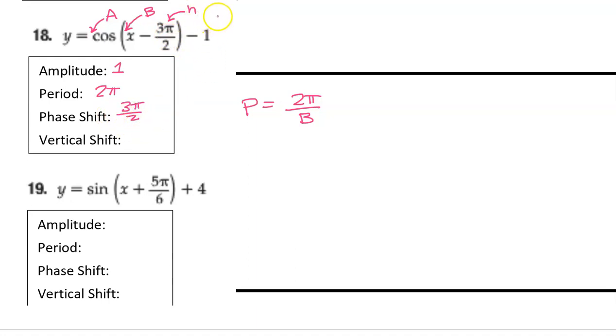The vertical shift comes from this value on the very end, which is called the k value, and it works just like you would think. A -1 is a shift down 1. Next, we want to label the x-axis. Always start at the phase shift. So I'm going to put my first mark right here, and I'm going to label it 3 pi over 2.